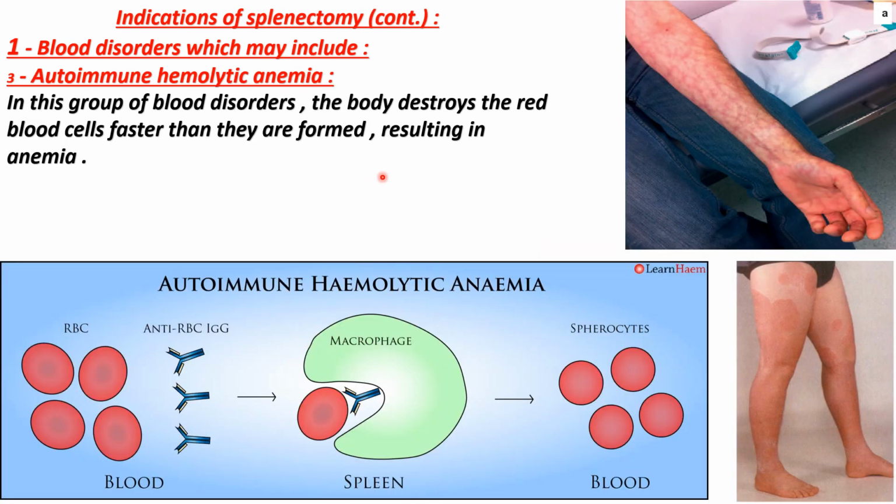The third subtype of blood disorders is autoimmune hemolytic anemia. In this group of blood disorders, the body destroys the red blood cells faster than they are formed, resulting in anemia.